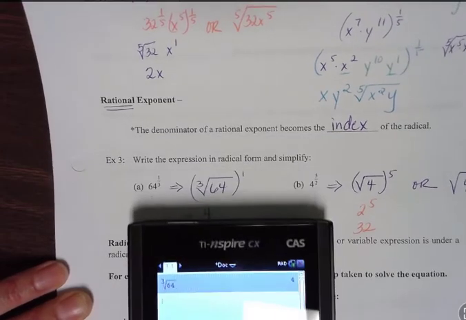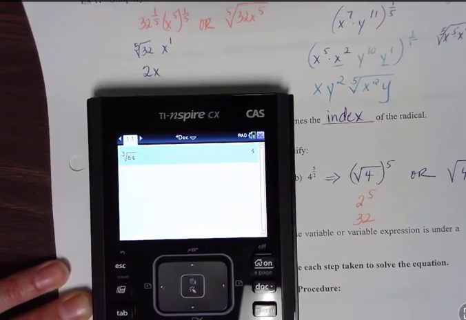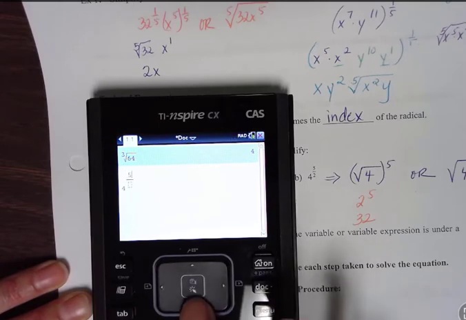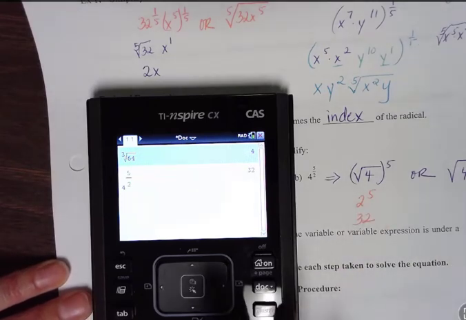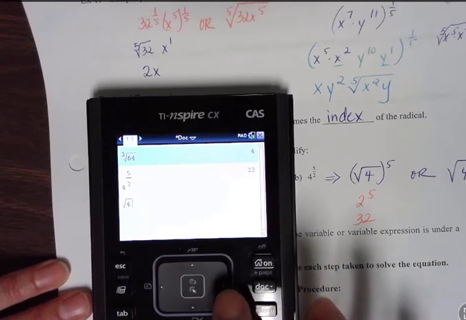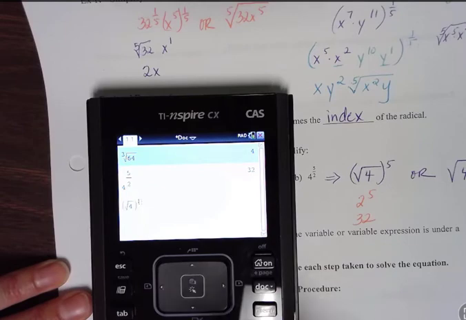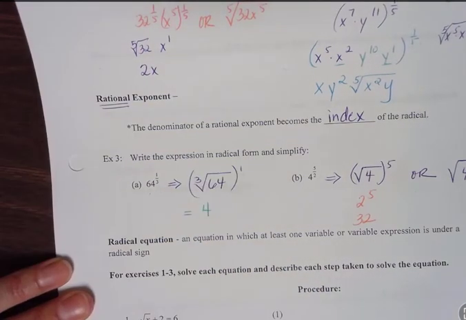You can put in 4 to the 5 halves. So use your caret, then fraction. And you can verify that that's the same as what we did, which was the square root of 4 raised to the 5th power. Okay. So it's a nice tool for double checking.